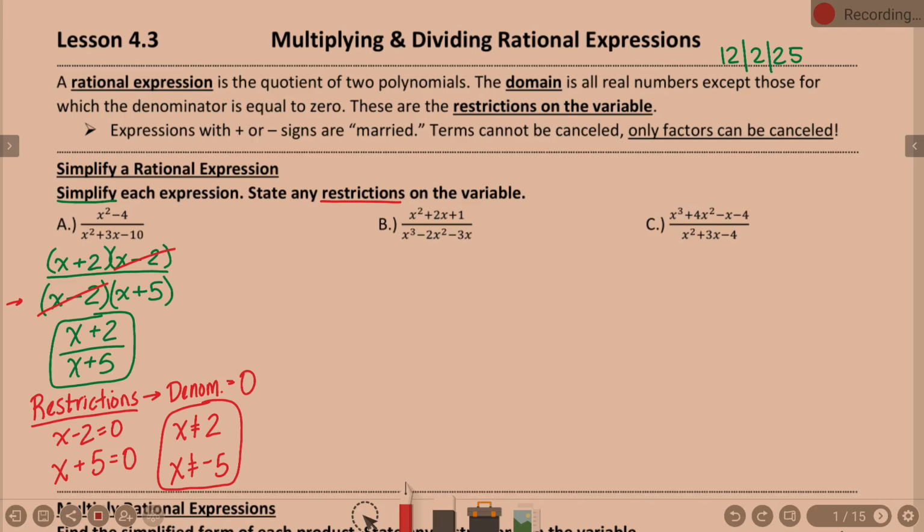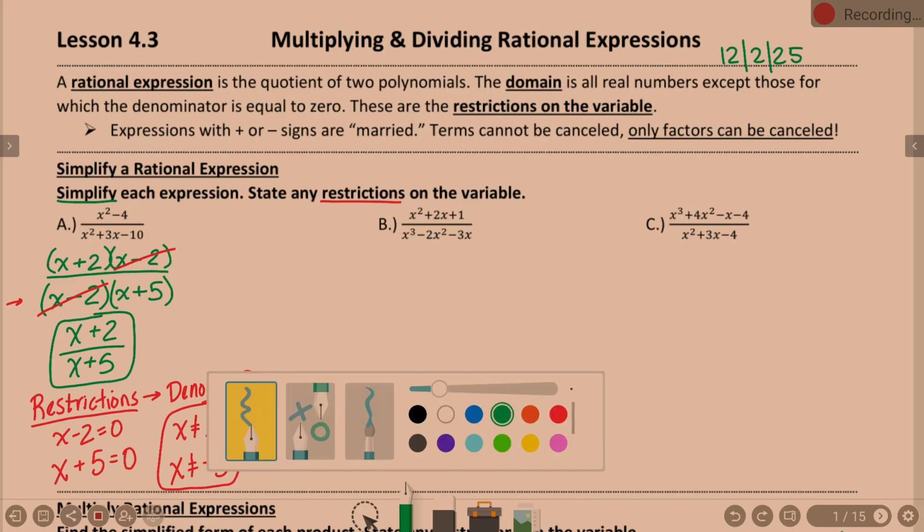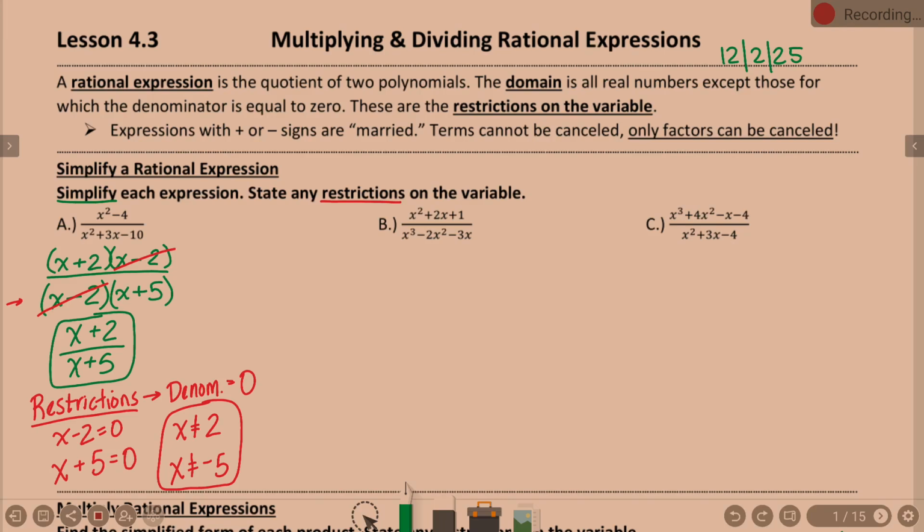Okay? I'm going to show you quite a variety of factoring. I'm trying to get you a little bit of each of the factoring skill sets so we can review our factoring. It's all factoring we've already seen before, but again, we got to review it. So, okay, let's look at B. X squared plus 2x plus 1 over x cubed minus 2x squared minus 3x. And again, it's all about factoring.